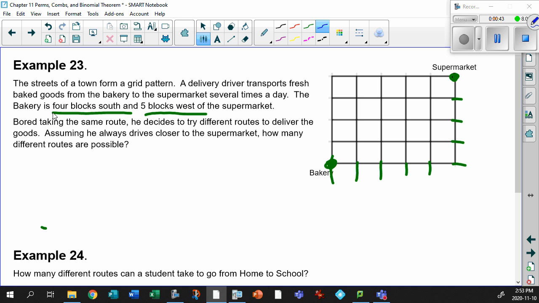Now, here's the big assumption. He always drives closer to the supermarket. So in other words, he doesn't double back. He doesn't go one way and then back and then tries a second way. No, once you're committed to a route, you go. How many different possible routes are there?